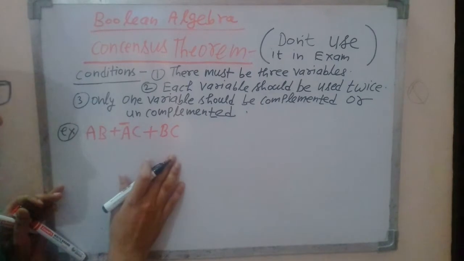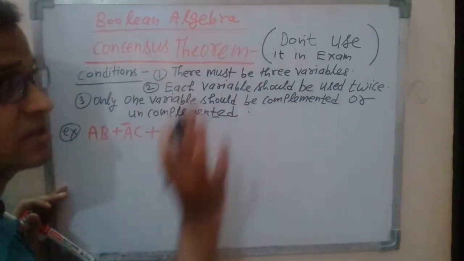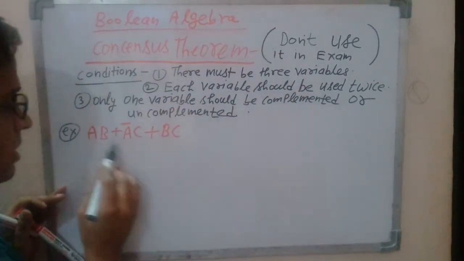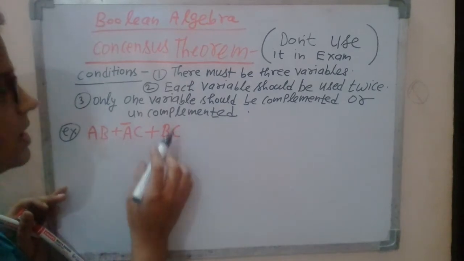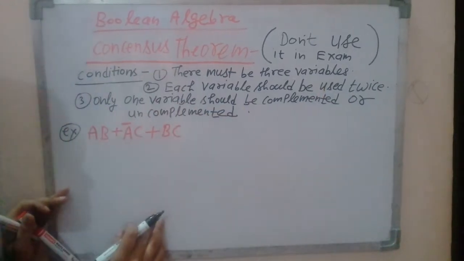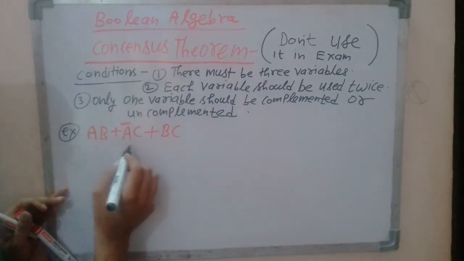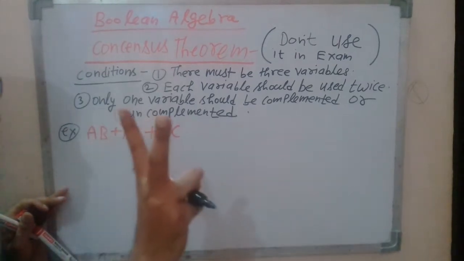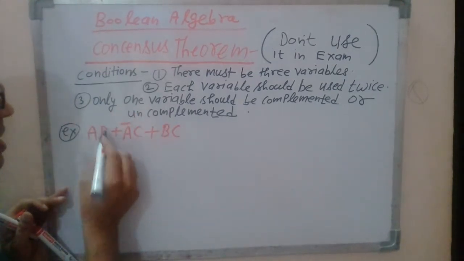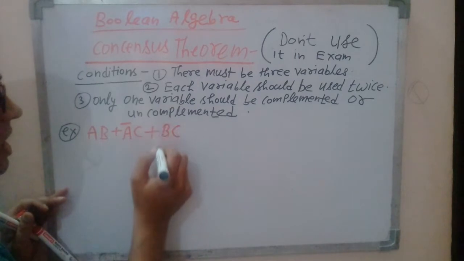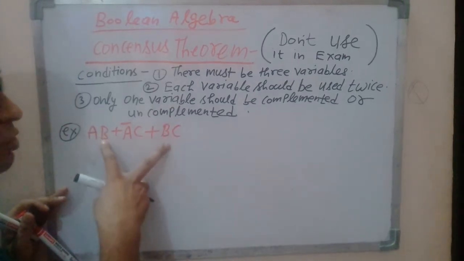Do you see any other variable? The answer is no. So the first condition is satisfied. Second condition, each variable should be used twice. See here, A is used twice, one time here, another time here. So variable A is coming 2 times. Similarly, check for B. B is coming 1 time here, another time here. That means B is also coming 2 times.